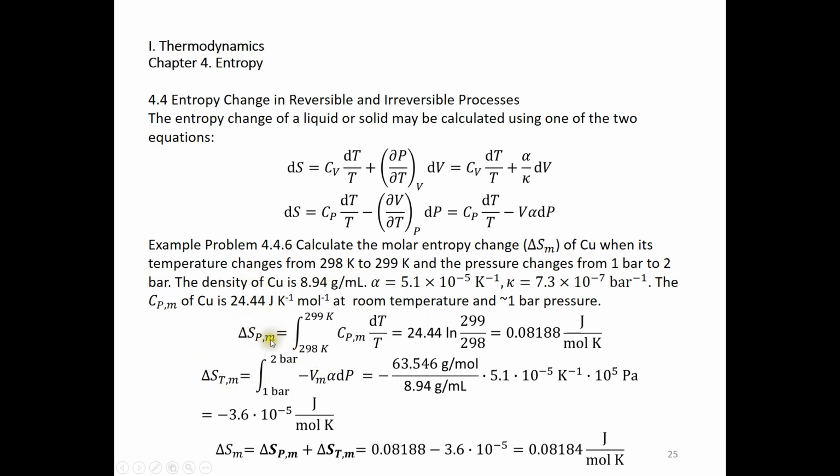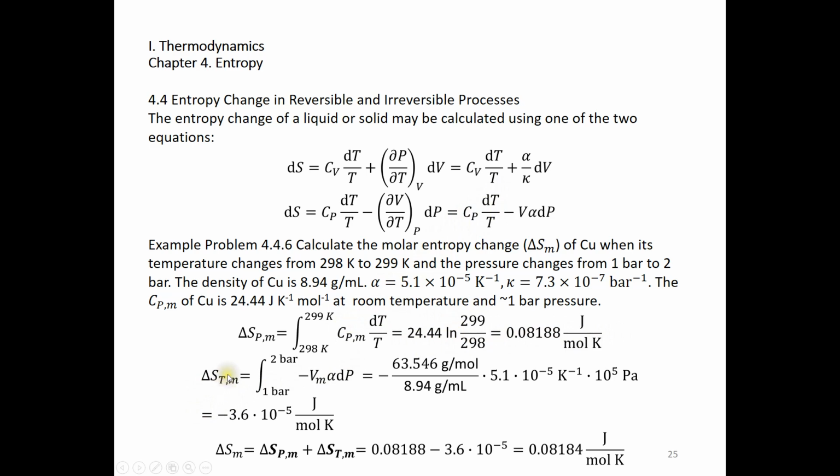Over here, this is the molar entropy change under isobaric condition. This is molar entropy change under constant temperature condition. So first, let's look at this one. This is molar entropy change under isobaric condition. So we have this term over here, this term over here. Plug it in. They just differ by the number of moles. We plug in all the numbers, we get this much.